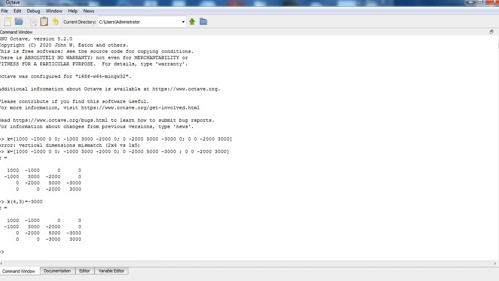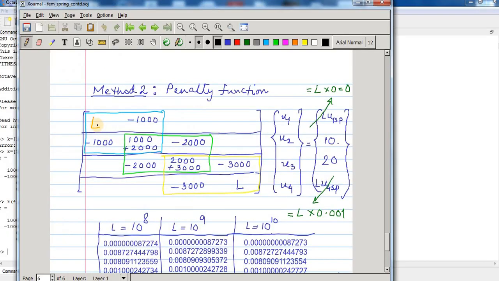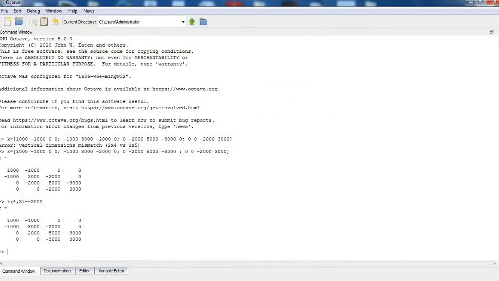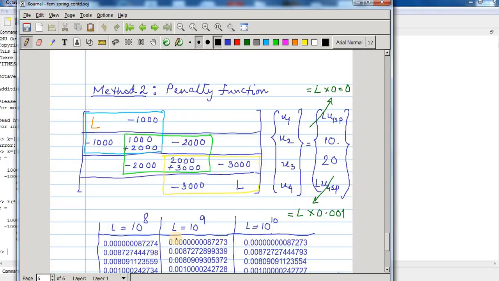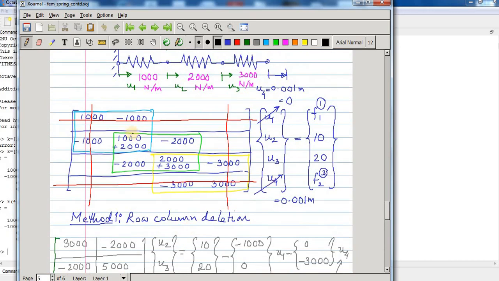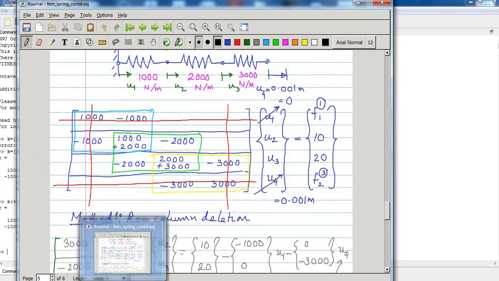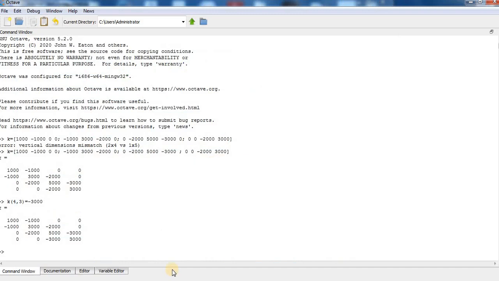We'll check it once again. So this is 1000 minus 1000 minus 1000, 3000 minus 2000 minus 2000, 5000 minus 3000. So I think it's okay. It's okay. So now if you wish, the K matrix, you can check the determinant.